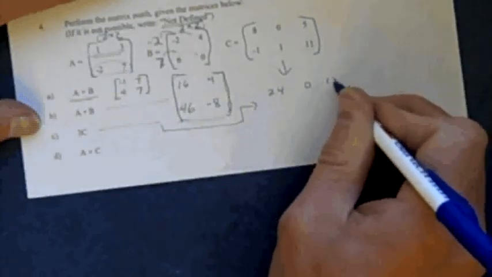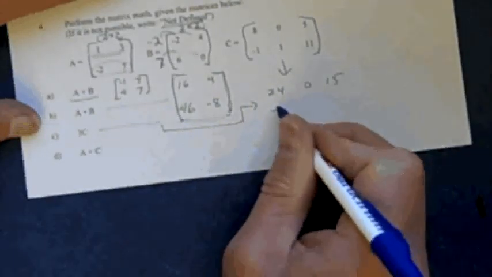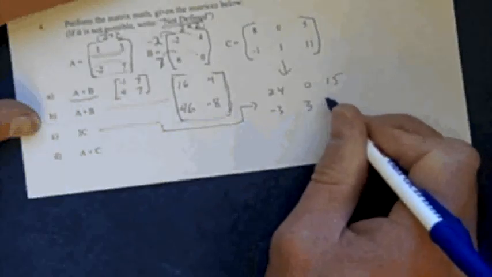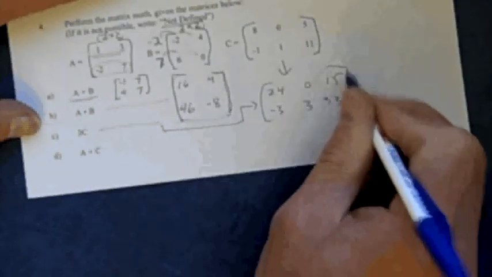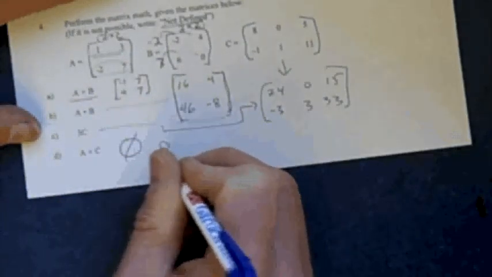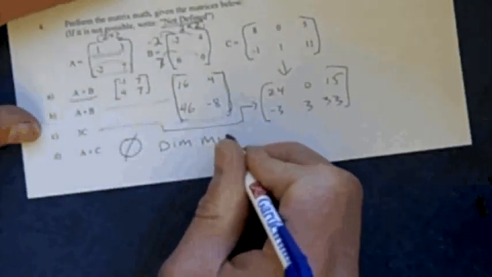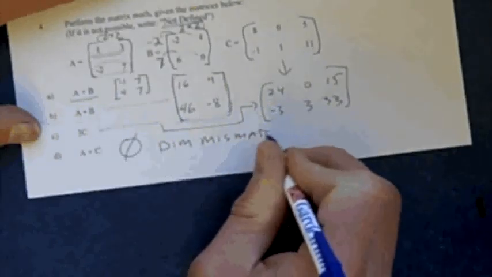3C, I just take this and multiply every single element by 3, and I get 24, 0, 15, and negative 3, 3, and 33. Okay, and then finally A plus C, no can do, dimension mismatch. All right, so that's page 1.